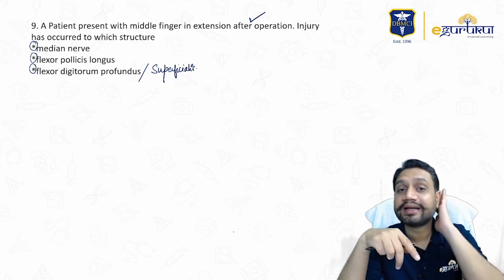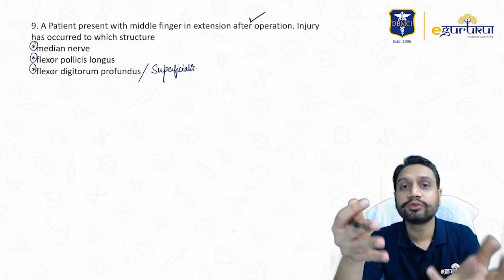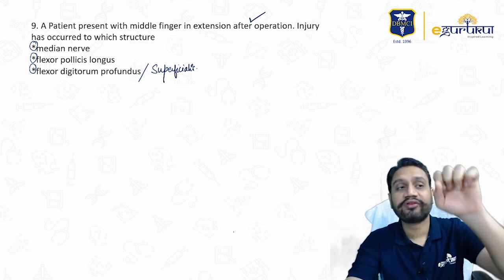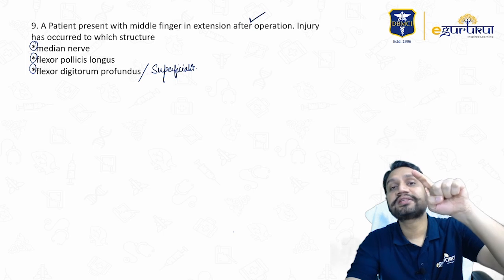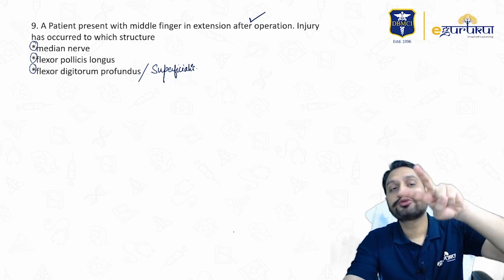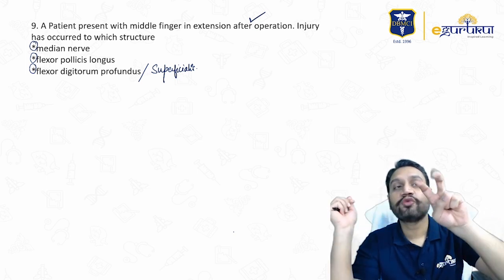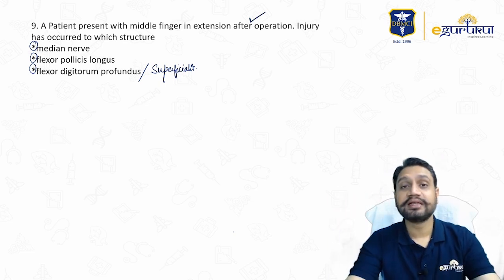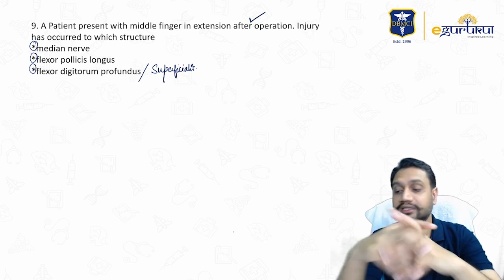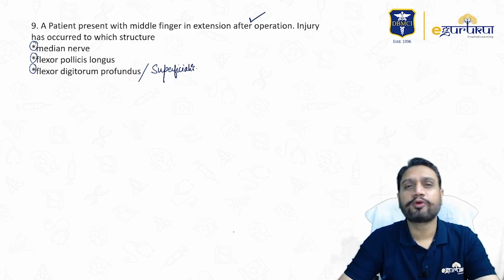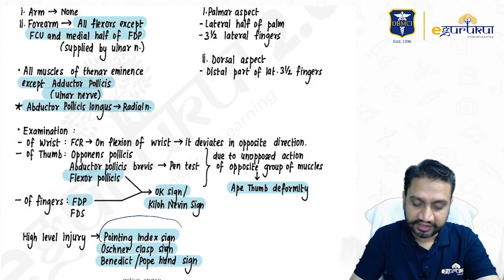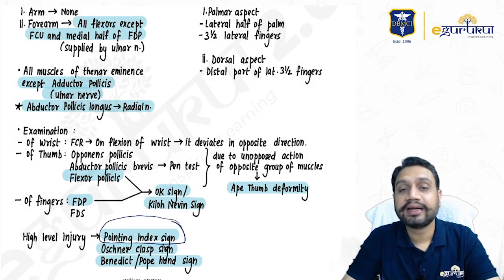So what they have confused you with is the pointing index sign. Remember that? Ask the patient to flex all the fingers and this index finger stays straightened. Ideally, it should flex like this because both are the supply of the median nerve. So the patient won't be able to flex any one of them. That's what we call the Ochsner clasp sign, or the pointing index sign, right? So this is probably an injury to the median nerve because of which the patient is not able to flex the finger, which we simply call the pointing index sign, the screenshot from your e-Gurukul notes, right?